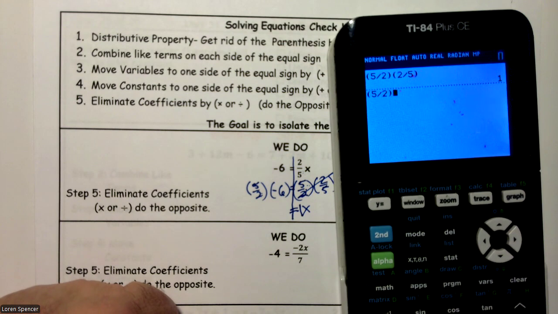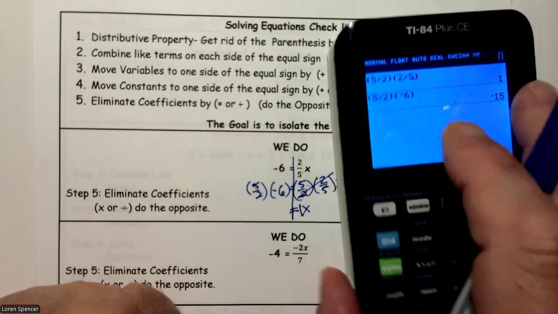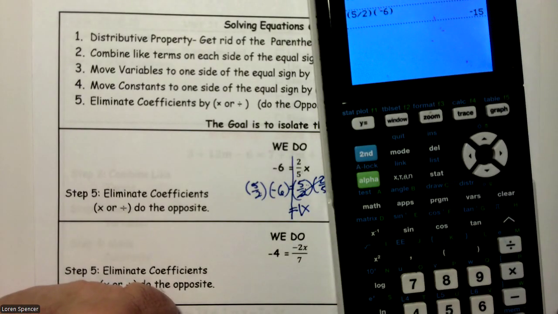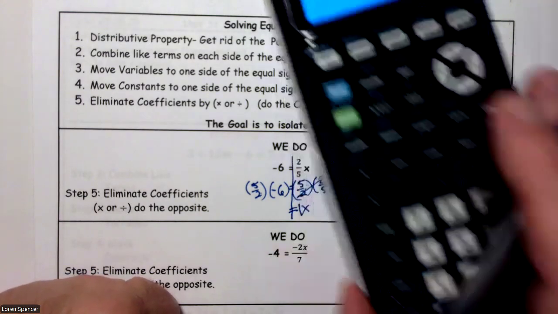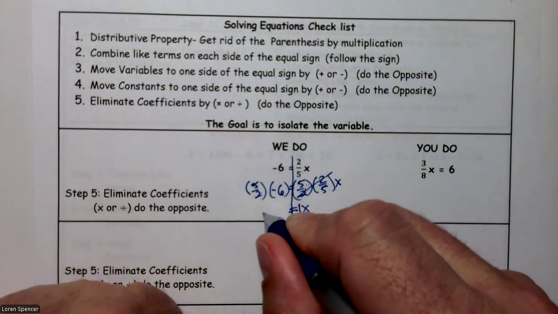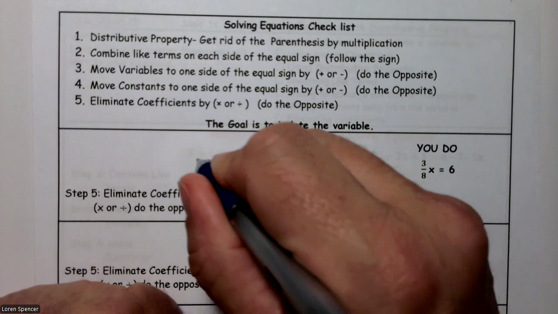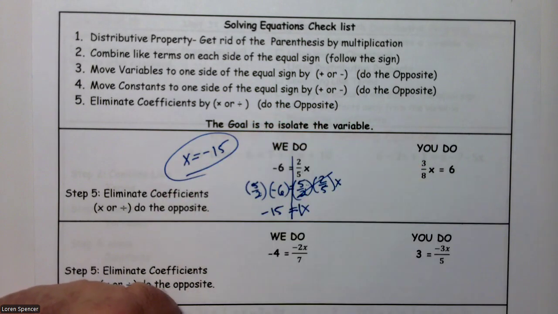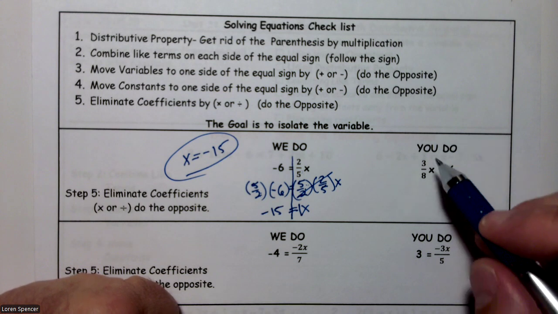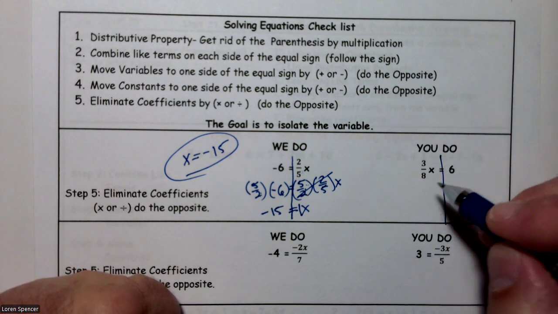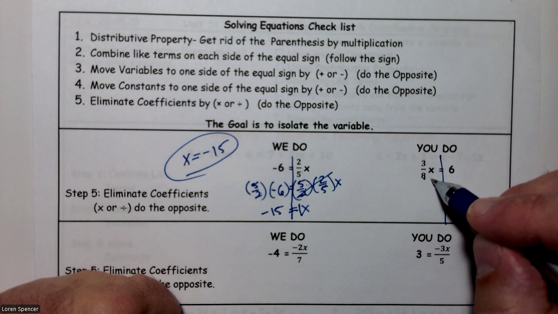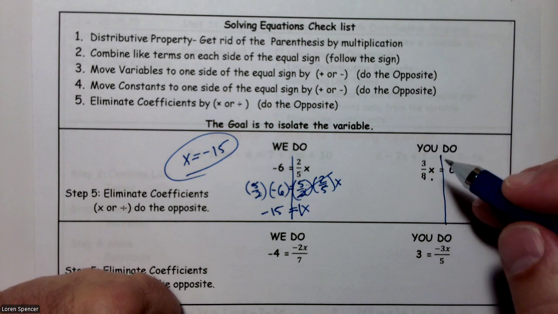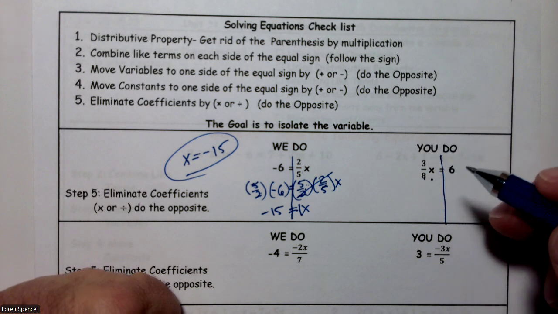5 divided by 2, parentheses, -6. Oh, and make sure you're using the negative sign, which is right down here. So -15. So x equals -15. Well, the same thing applies here. I'm multiplying, so I undo multiplication by division, but dividing fractions is easy as pie: flip it and multiply.